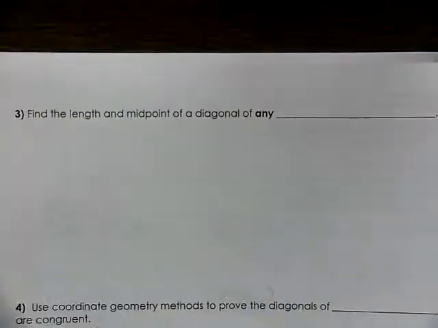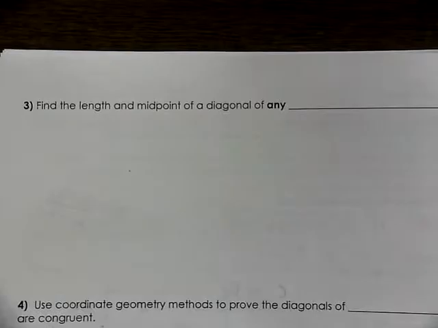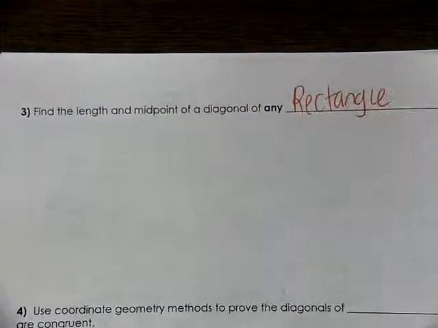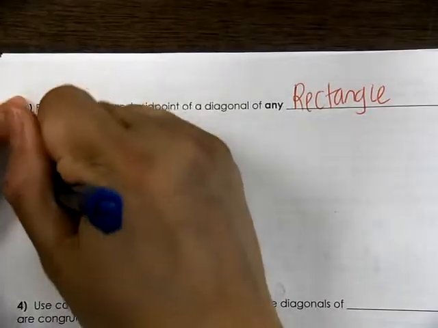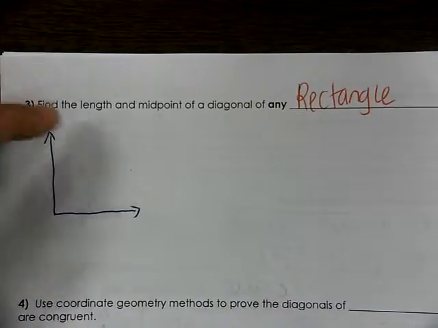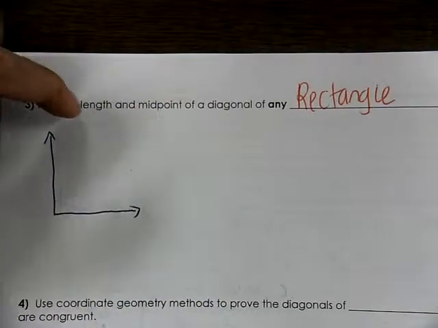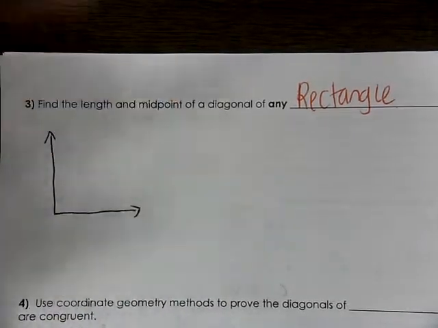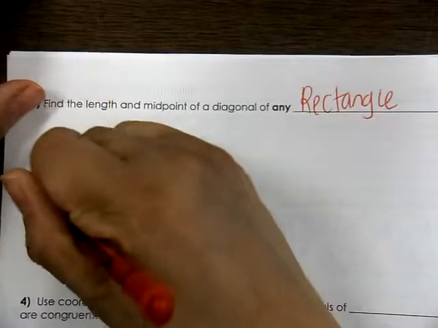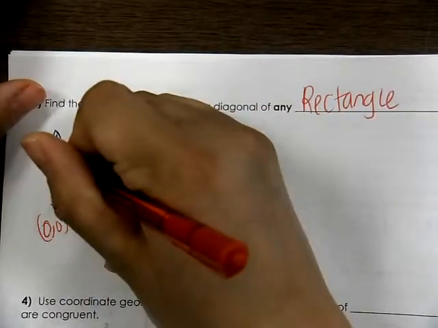Alright, so finding the length and the midpoint of any diagonal of any rectangle is what we're going to start with. So we're going to draw out our sketch. Here's my coordinate grid, and then we'll do some work to show what the diagonals are, for the length and the midpoint of those diagonals. So first, let's come up with our coordinates. Obviously, 0, 0 again for my rectangle.